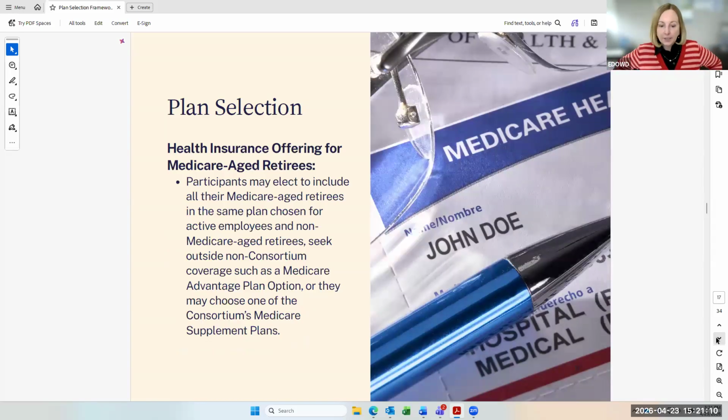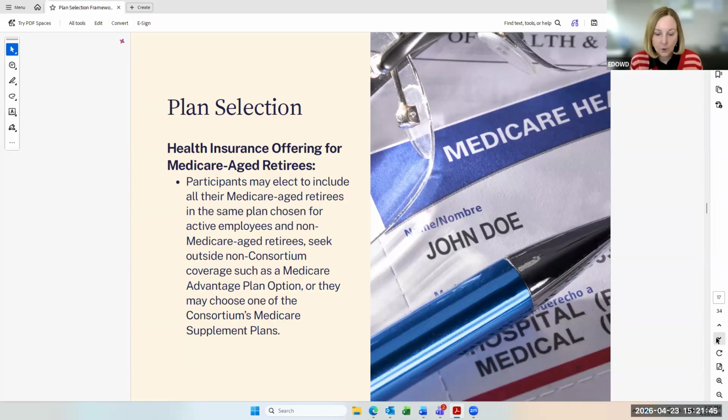So if you're retired and you're Medicare eligible, the municipality has three options. Your retirees can remain with your actives. You're underage, under Medicare, remain with your actives, but you can also have your Medicare eligible remain with your actives. They could continue there.